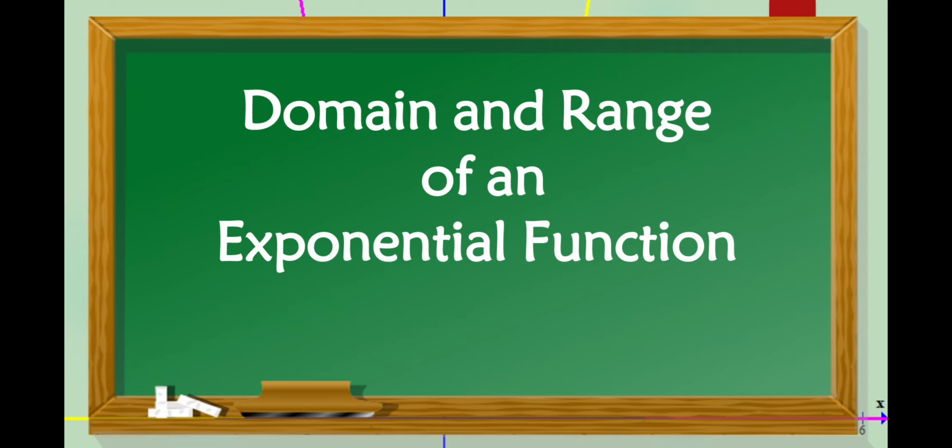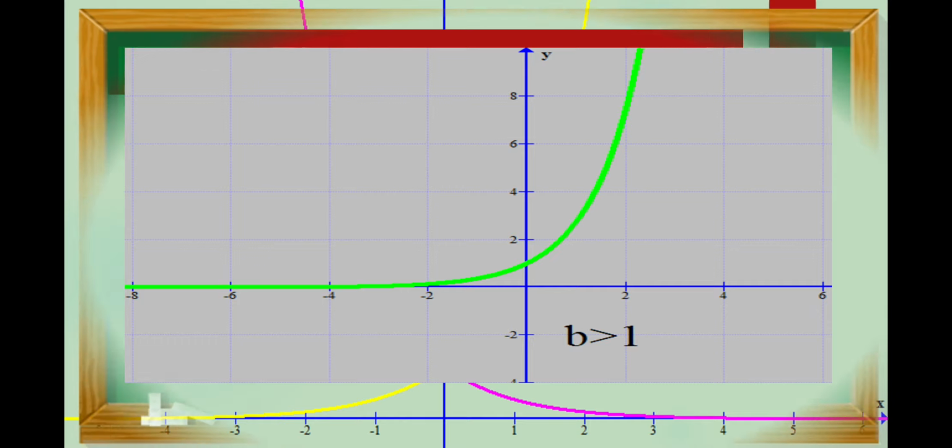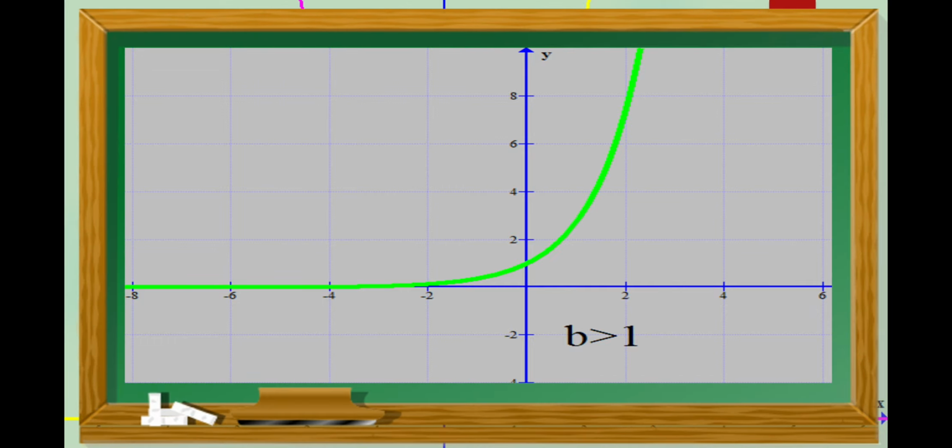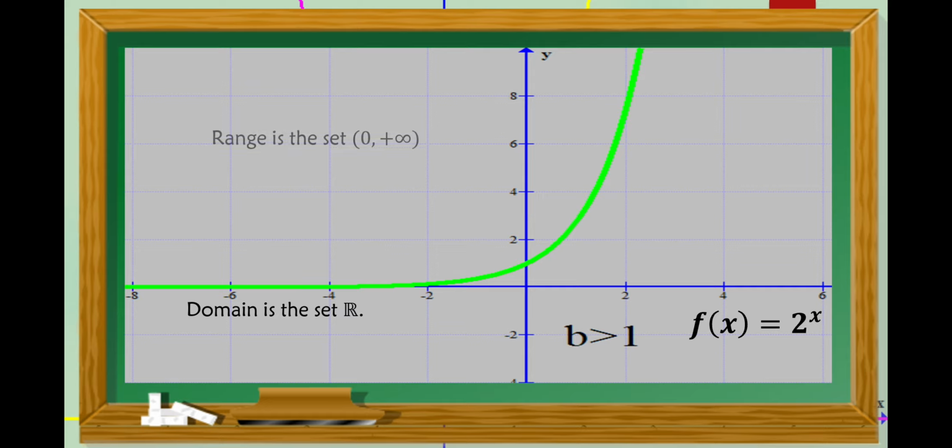So now we're going to discuss the domain and range of an exponential function. From the graph of f of x is equal to 2 raised to x, wherein the base is 2, so therefore the base is greater than 1, we can say that the domain is the set of all real numbers. And since all the values of y are positive, the range is the set of 0 to positive infinity.